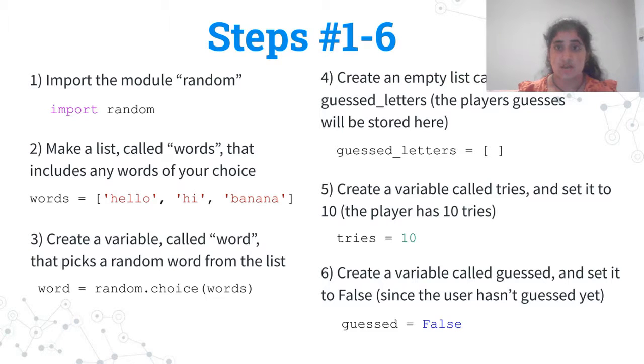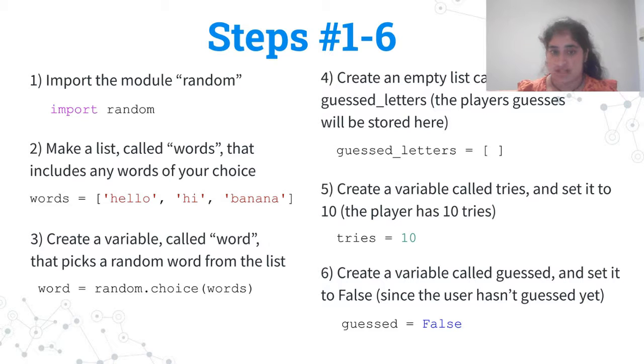For the sixth step, you have to create a variable called guessed and set it to false. This essentially means that the user hasn't guessed yet. When the user does guess the word correctly, you can change this to true. We'll give you a few seconds to work on this, but you can pause the video if you need more time.